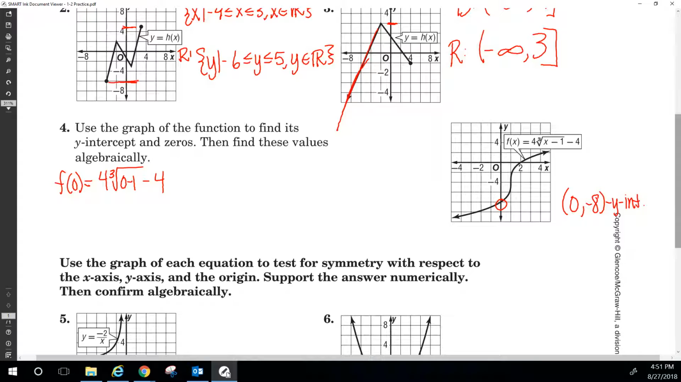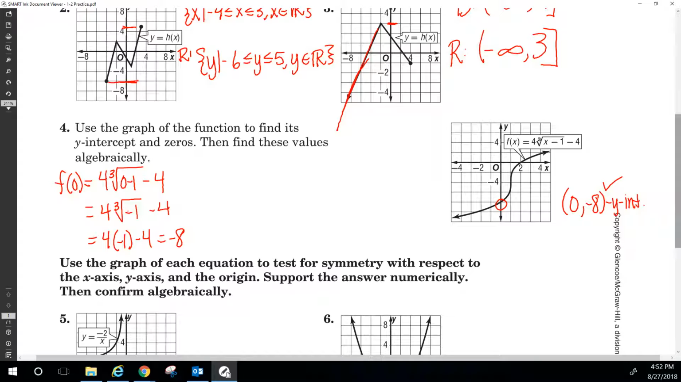So when we plug in 0 for x, we get the cube root of 0 minus 1. That's the cube root of -1. So remember, unlike the square root, you can take the cube root of a negative number, because -1 times -1 is +1, times another -1 is -1. So this is the same thing as 4 times -1 minus 4. 4 times -1 is -4, minus 4 is -8.